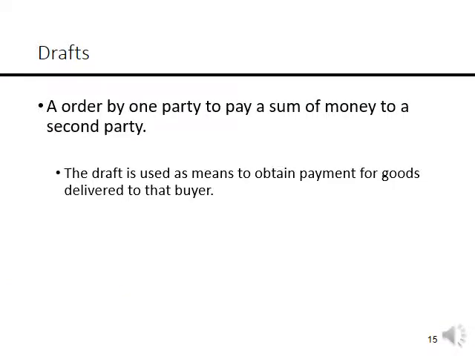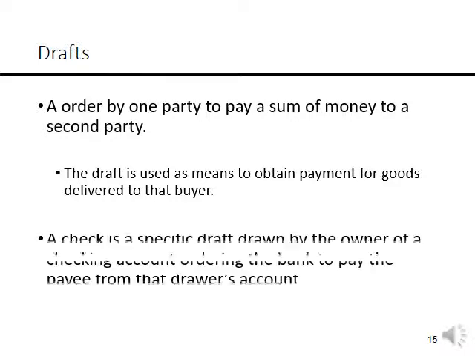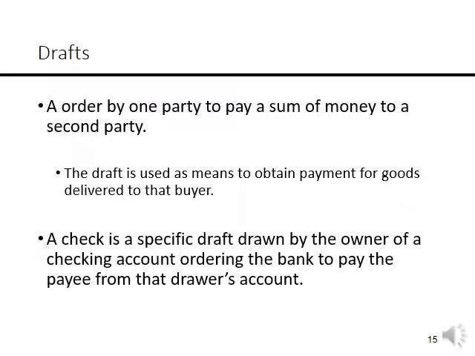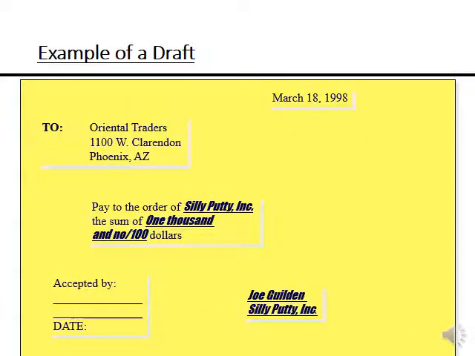A draft is an order by one party to pay some certain amount of money to a second party. And so the draft is used as a means to obtain payment for goods delivered to the buyer. An example of a draft is actually a check. And a check is a specific draft drawn by the owner of a checking account ordering the bank to pay the payee from the drawer's account. This is an example of a draft here.